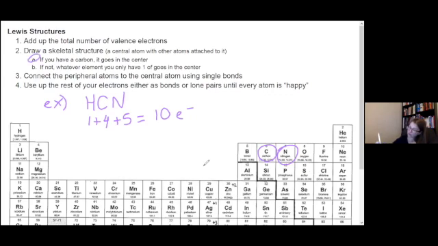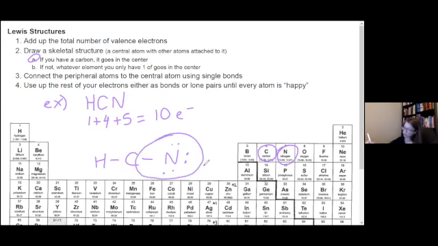I have a carbon, so it's going to be in the center, and I'm going to attach the H and the N to it. If you wanted to put the H or the N on the top or the bottom, again, that's fine. I start with single bonds. That's using 2, 4 of my electrons. 6, 8, 10. Hydrogen only has 2, but it's an exception. It's happy with 2.